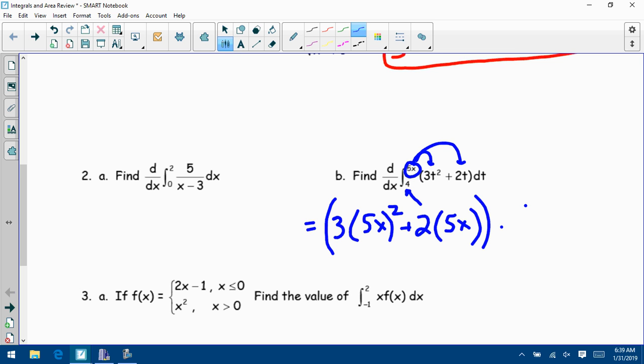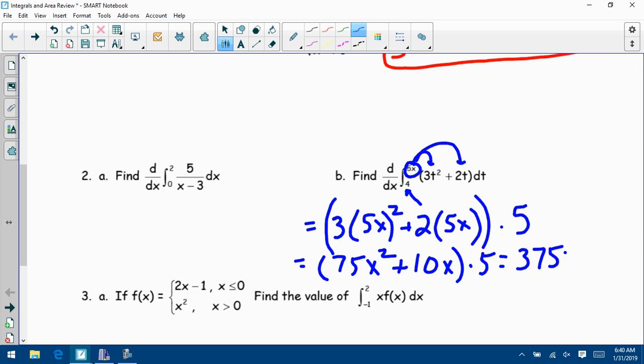The derivative of 5x, which is 5. So cleaning this up, this would be 25x squared times 3. So we have 75x squared plus 10x, all of that times 5. 75 times 5 is 375x squared plus 50x. So that's that fundamental theorem part 1. Don't forget how to do those.